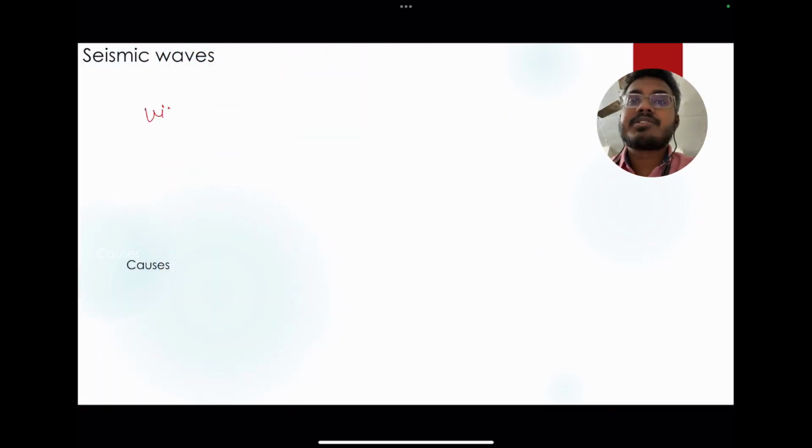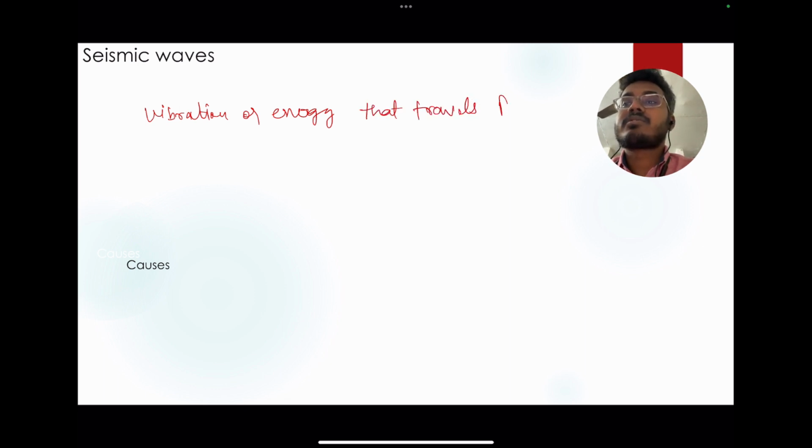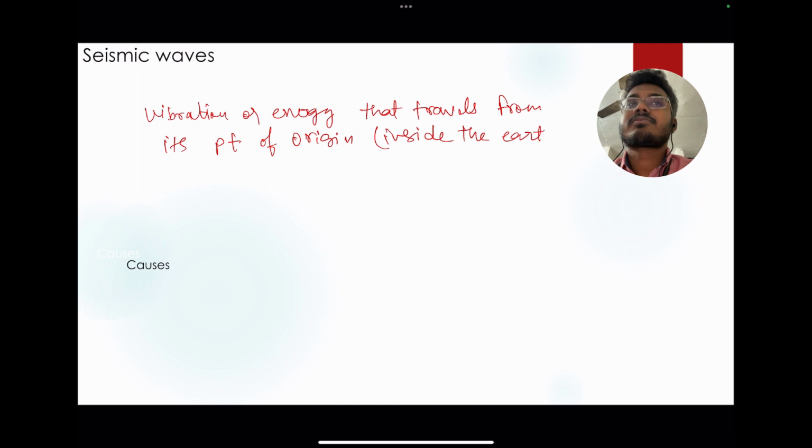Seismic waves are vibration or energy that travels from its point of origin inside the earth in all directions.